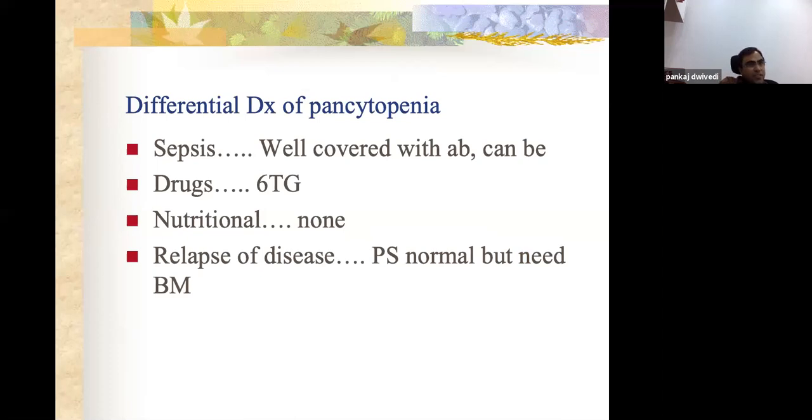It could be sepsis, but he is well covered with antibiotics. But sepsis can cause myelosuppression. Drugs like 6-TG can cause myelosuppression. Nutrition: we have seen that he is taking a good diet, and before that, B12 and folic acid were normal. Relapse of the disease can be there, though the peripheral smear was normal. So we need a bone marrow.